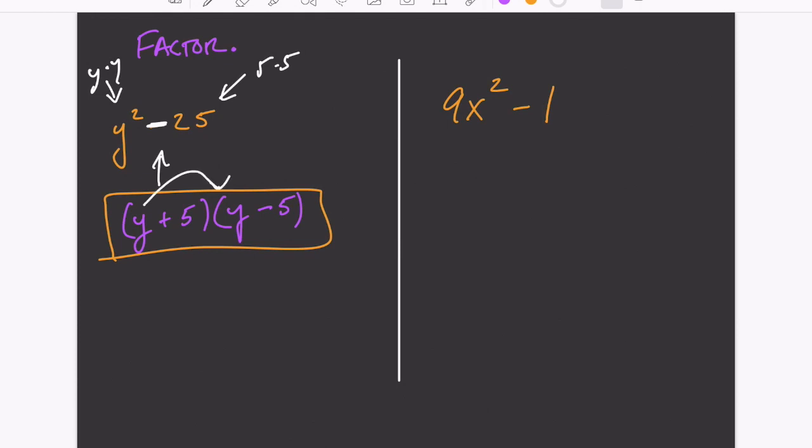So y times y is y squared, y times negative 5 is minus 5y, 5 times y is plus 5y. You can already see they're going to cancel out, and 5 times negative 5 is negative 25.